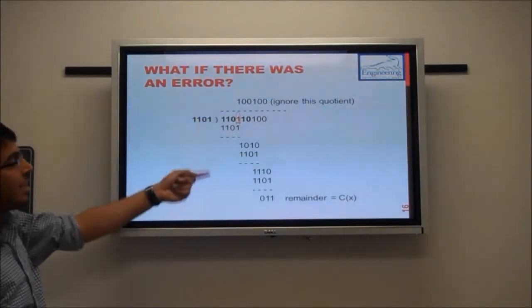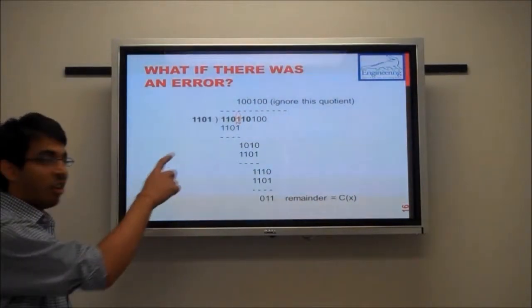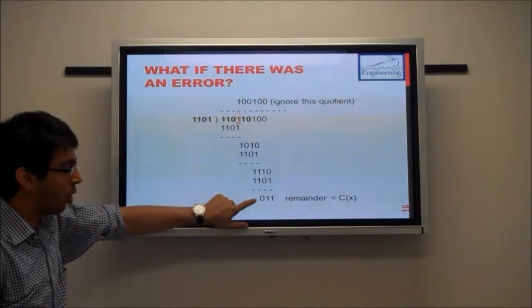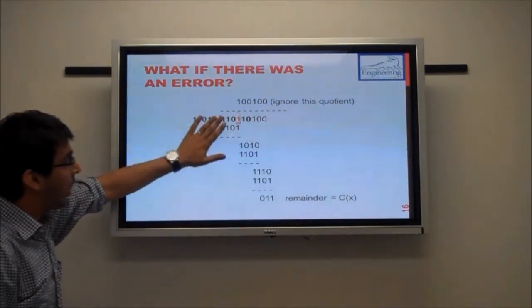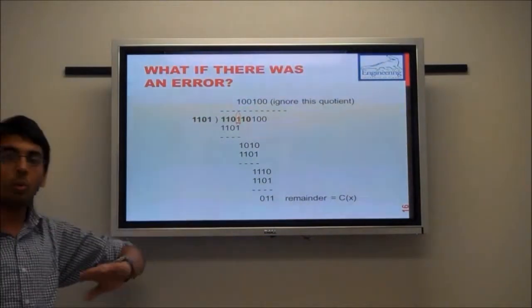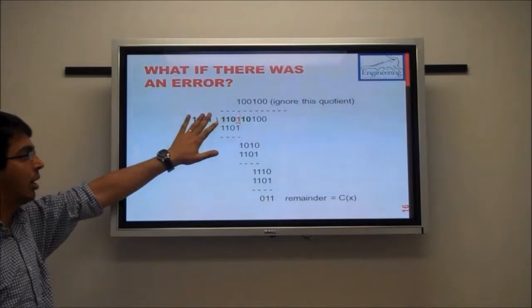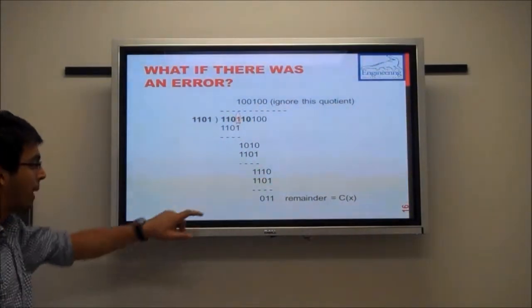Now what if there was an error in the 4th bit here? If there was an error in the 4th bit, we would have computed the remainder, which turned out to be non-zero, right? Now if this remainder is non-zero, we actually get to know that yes, there is an error in the received code word, and this code word is not what was actually transmitted.